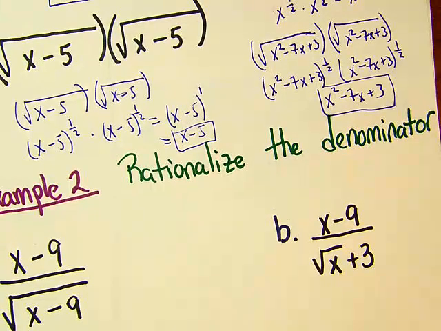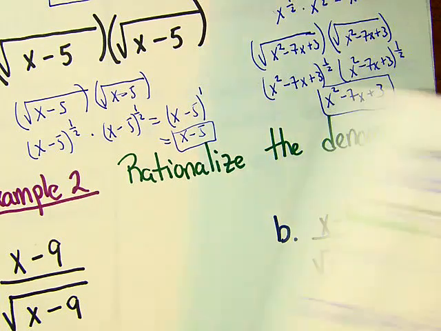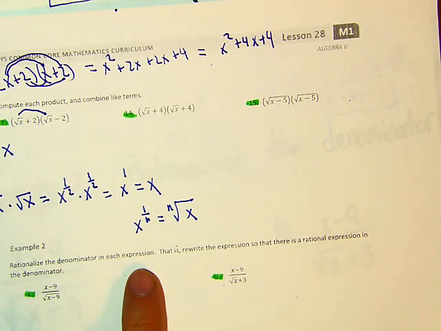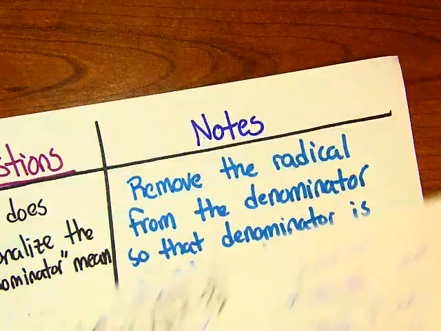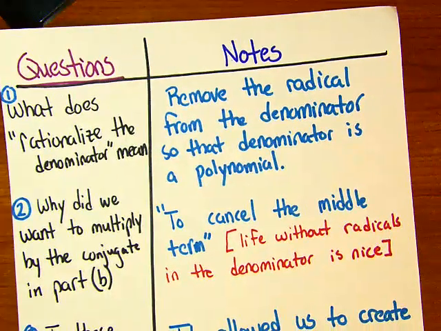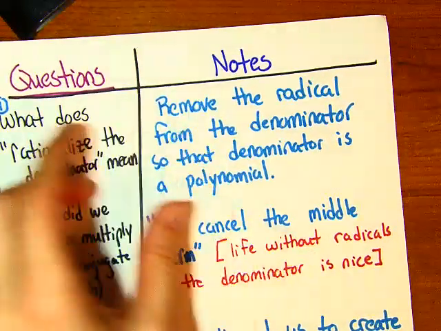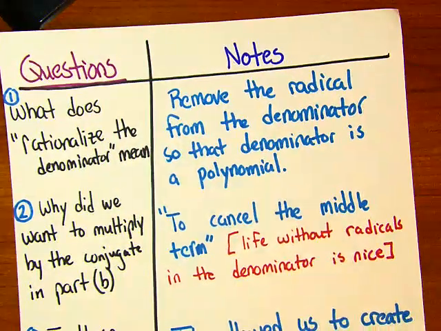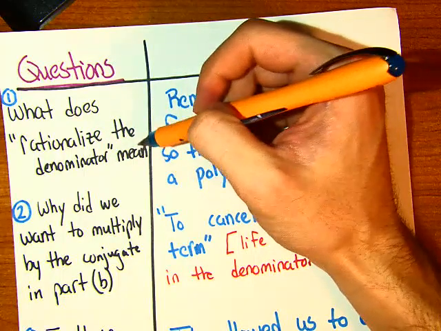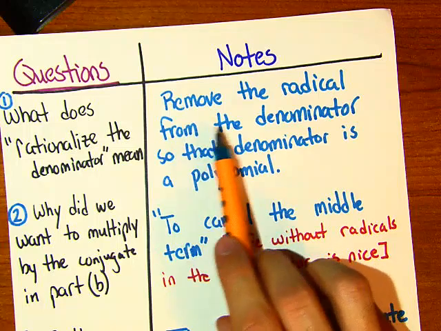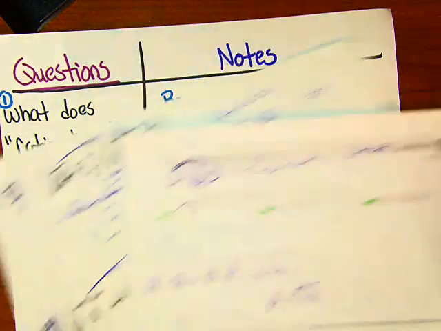Now, here in this question over here, it says rationalize the denominator in each expression. Okay, so what does that mean to rationalize the denominator? Okay, I wrote it down over here. Let me zoom out a little bit. Here, questions for you to consider, and have it in your notes, right? In your Cornell notes setup. If you have your questions here and your notes, what does rationalize the denominator mean? This basically means remove the radical from the denominator. So here, that's what we have.